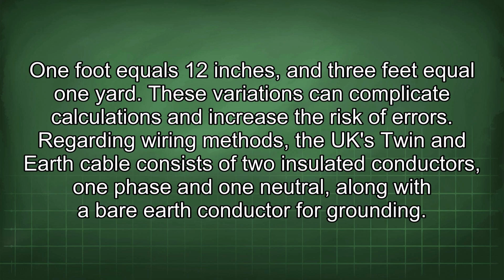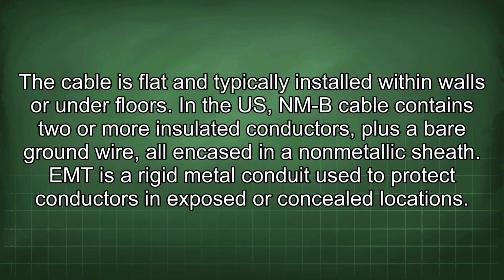1 foot equals 12 inches, and 3 feet equal 1 yard. These variations can complicate calculations and increase the risk of errors. Regarding wiring methods, the UK twin and earth cable consists of two insulated conductors, one phase and one neutral, along with a bare earth conductor for grounding. The cable is flat and typically installed within walls or under floors.